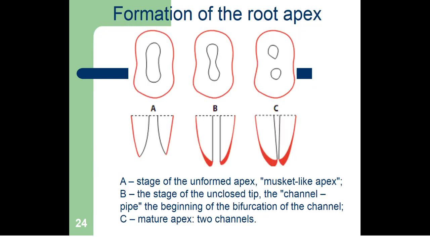And you see the formation of the root apex. Letter A shows the stage of the unformed apex. Letter B shows the stage of the unclosed tip, and letter C shows us a mature apex, two channels.